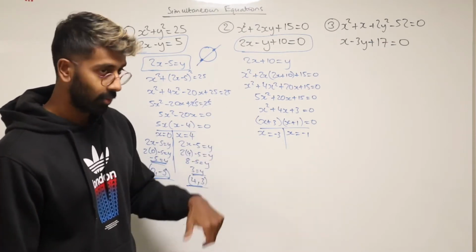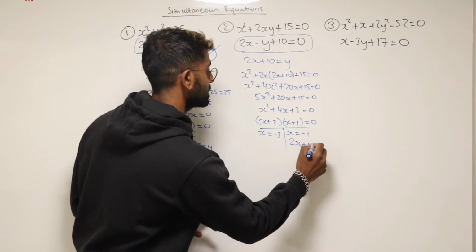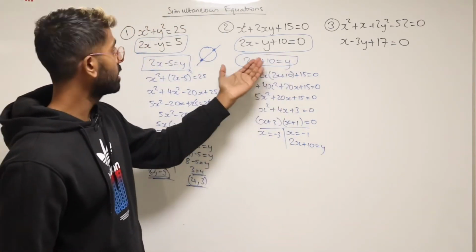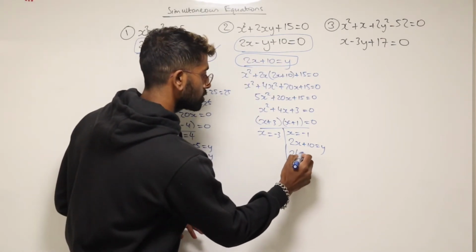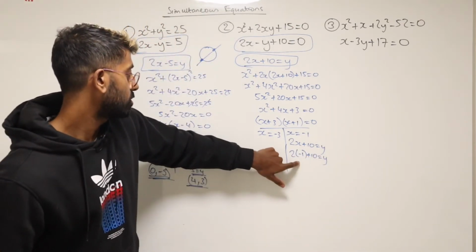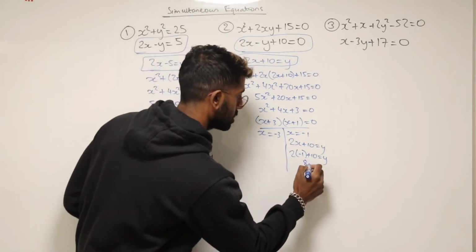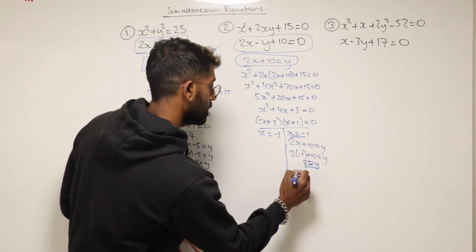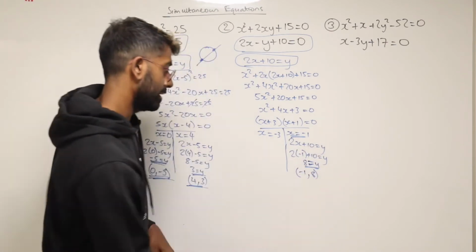We need to go and find the y values that correspond to each of these. So 2x plus 10 equals y. I'm writing this out here because that's going to give me y straight away when I plug my value of x into there. So on this side, 2 lots of minus 1 plus 10 is equal to y. So 2 lots of minus 1, that's minus 2 plus 10, so that's going to be 8 equals y. There we go. So my first set of coordinates there are going to be minus 1 and 8.